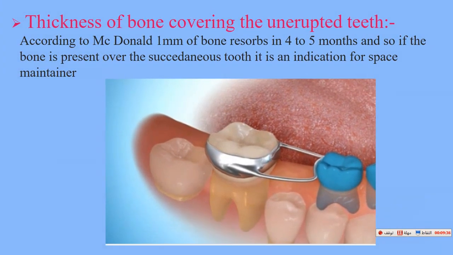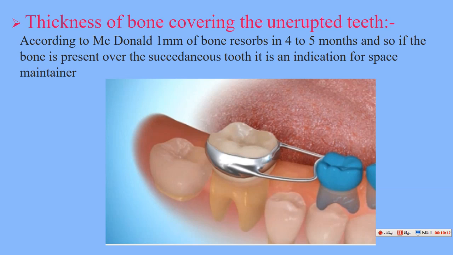Another factor, thickness of the bone covering the erupting tooth. Also, this factor is very important. According to McDonald, 1 millimeter of bone resorbs in 4 to 5 months. So if bone is present over the succeeding tooth, it is an indication for the space maintainer, as seen in this picture. If this area is covered with bone, 1 millimeter resorbs in 4 to 5 months.